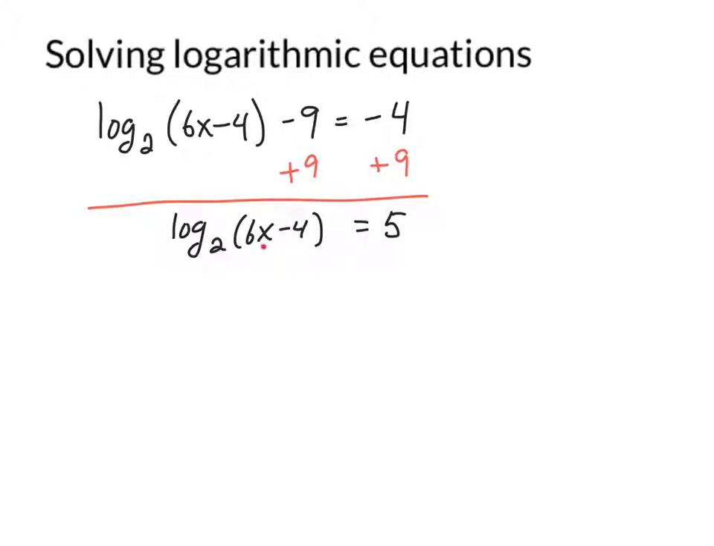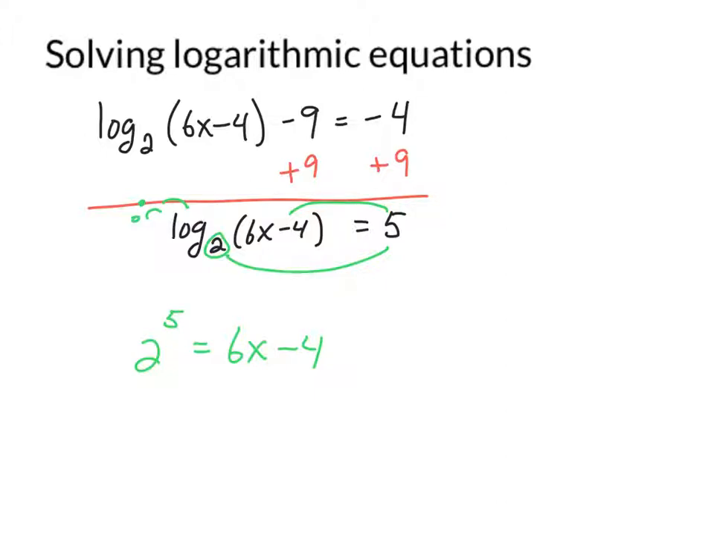And really what I would like to do is I need to get to this x. So at this point, in order to get to the x, I'm going to have to somehow undo this logarithm, and that's where we do the snail. I'm going to use the definition of the logarithm to sort of undo this with my exponential function and turn it into our exponential form. So 2 to the 5th power is going to be equal to 6x minus 4.